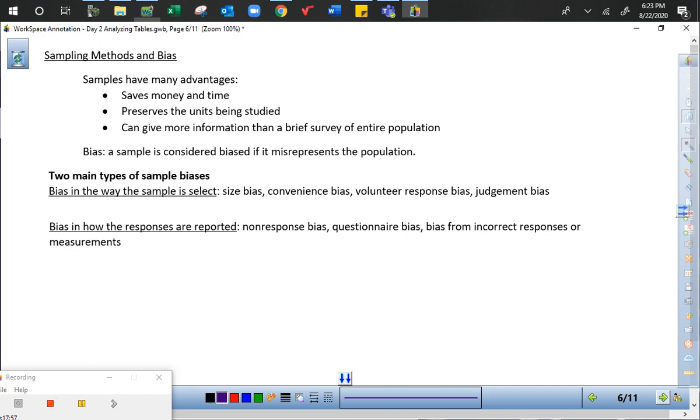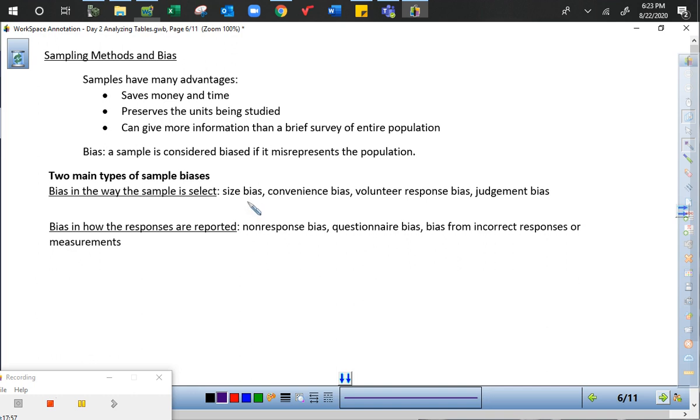Now let's talk about biases. There are two branches of biases. So the first one is how the sample is selected. These are size bias, convenience bias, volunteer response bias, and judgment bias. So let's go through what these look like.